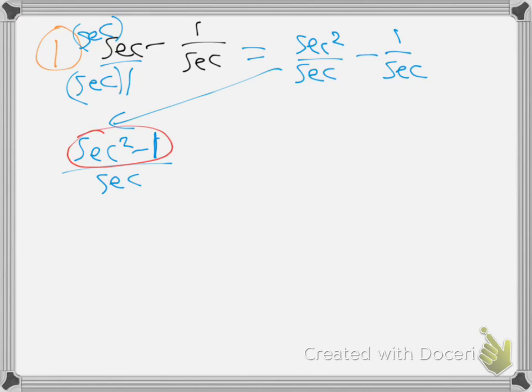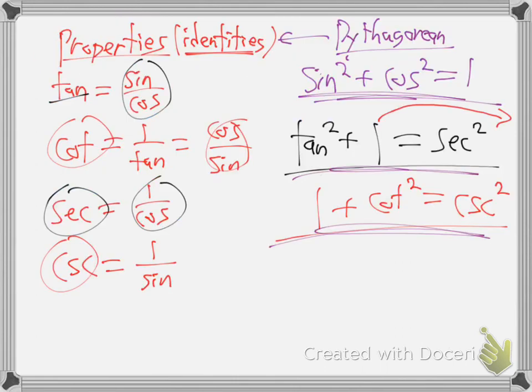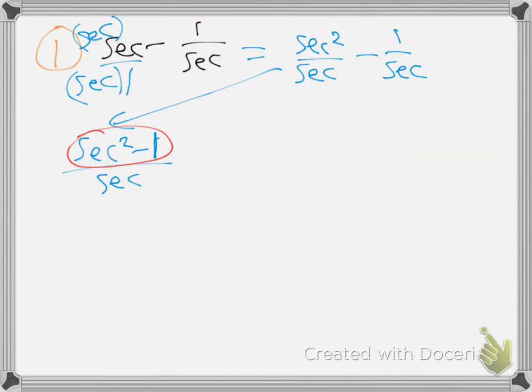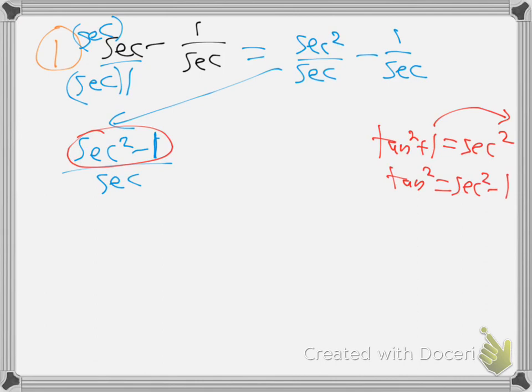Okay, then next we say, now this, what do we do with that? We use that special rule. We go over to our properties and we go, oh, that's kind of like this. Anytime you see tangent squared with a 1 or secant squared with a 1, you think about that property. Tangent squared plus 1 is secant squared, says the property. You have that right in your 3x5 card. Move the 1 over. When things jump to the other side, they switch signs. So tangent squared is secant squared minus 1. So secant squared minus 1 can be replaced with tangent squared. So that top just becomes tangent squared.